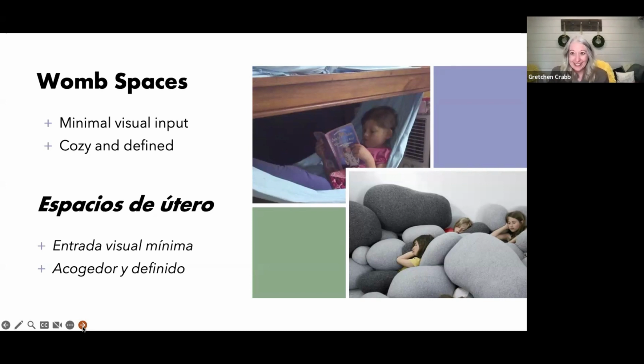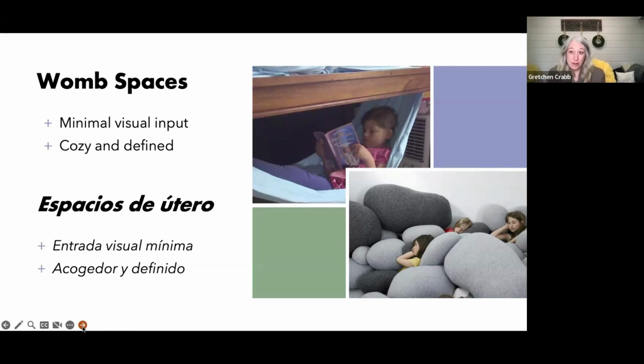So the first is womb spaces, which is exactly what it sounds like. We're trying to replicate what the womb would be like. This means minimal visual input and the spaces are cozy and defined. So you can see here, this first example of this child in the blanket. This is just a blanket that's tied over a table. How simple is that? But it creates this little cozy swing of sorts, and it minimizes the visual input that's happening around that child.